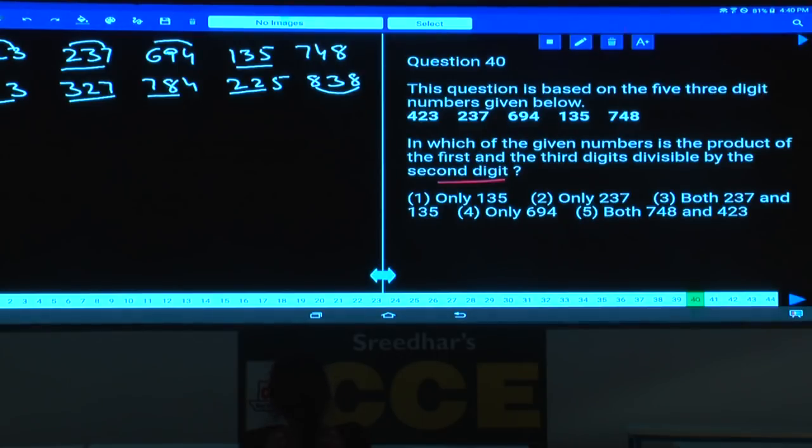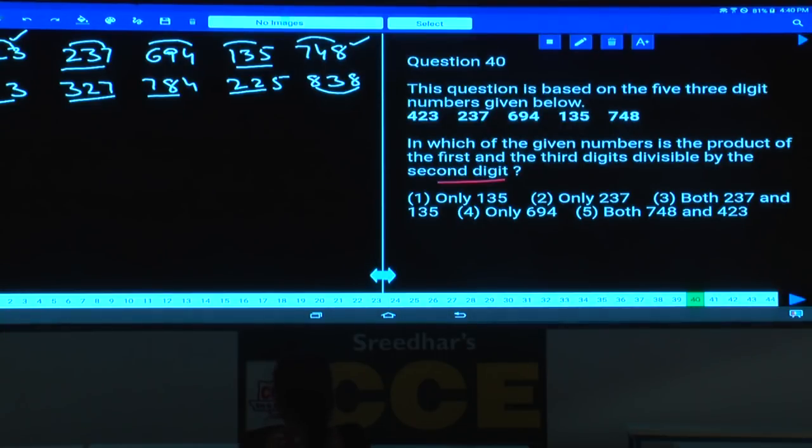Divided by 4. And see now in how many of the numbers the product of the first and the third digit is divided by the second digit. Tell me here. Yes, what is your answer? In 2 of the numbers. What are those two? 423 and 748. That is choice 5.